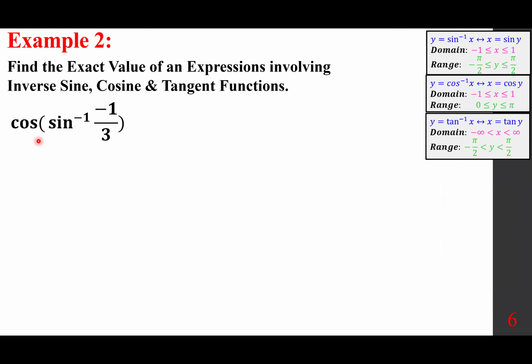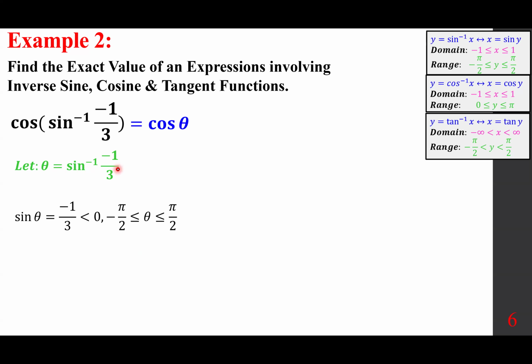All right, what about this case? Example 2, cosine of sine inverse of negative 1/3. And again, sine inverse represents an arc. Let it be theta. By definition, we are interested in cosine theta. So if theta represents sine inverse, then sine theta must be negative 1/3.